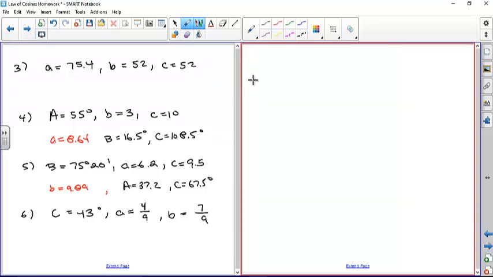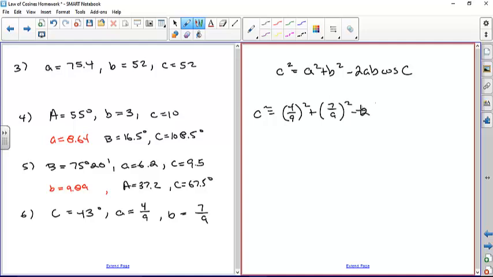So this last problem here of this group, same kind of deal. So what we'll do is we'll say c squared is equal to a squared plus b squared minus 2ab cosine of angle C. So we get c squared is equal to a, which is 4/9 squared, plus b, which is 7/9 squared, minus 2 times 4/9 times 7/9 times the cosine of 43 degrees.